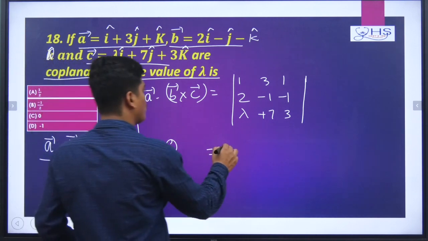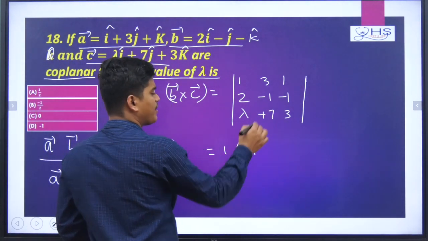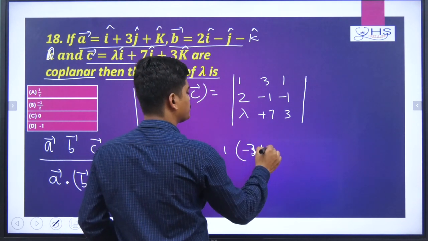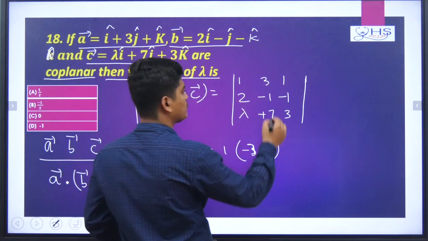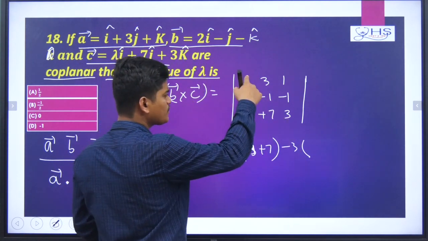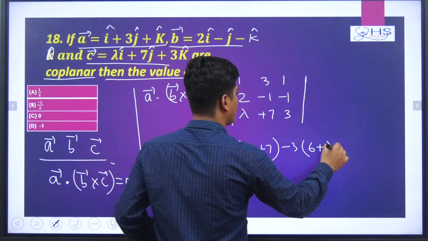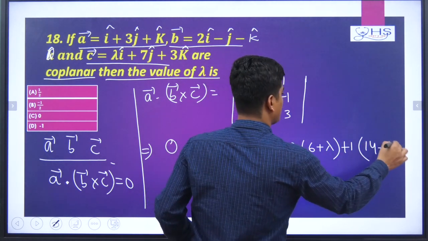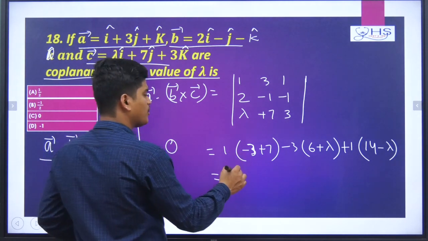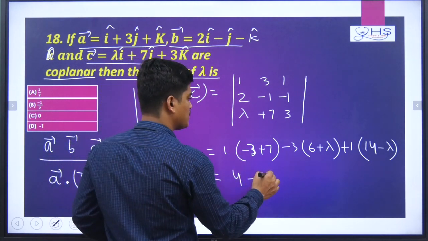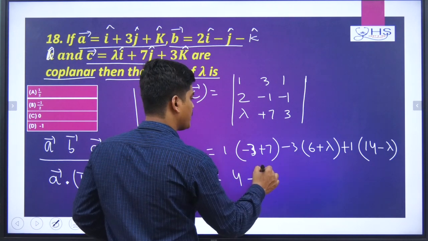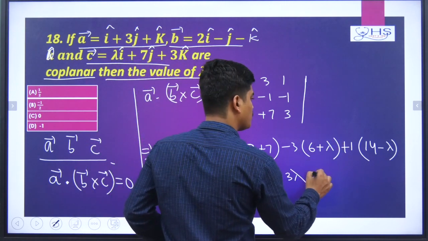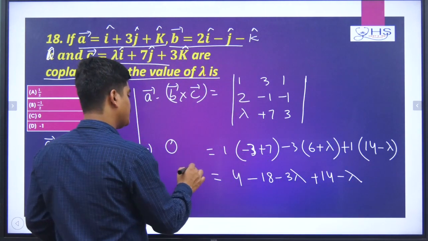Now here, 1 into minus 1 and minus 3 is nothing but minus 3, then here it is plus 7. Now here, plus minus 3 into how much? 6 plus lambda. Then plus 1 into 14 minus lambda. Now here how much is it coming? It is coming 4 minus, minus 3 will multiply, it will be 18 plus 3 lambda, and it will be 14 minus lambda. That will be 0.